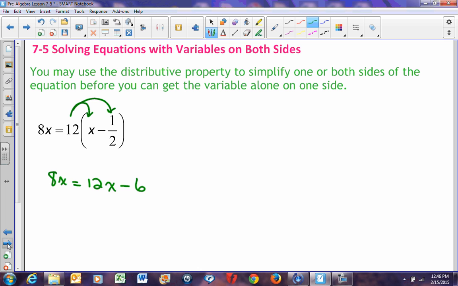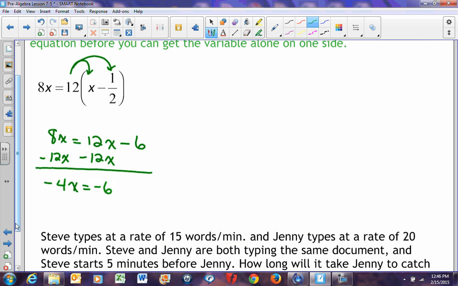Now I can move all my variables to one side and all my numbers on the other. All I need to do is subtract 12x here, 12x here. 8x minus 12x is negative 4x, and that will equal negative 6. Divide by negative 4, and x will equal 3/2 or 1.5.